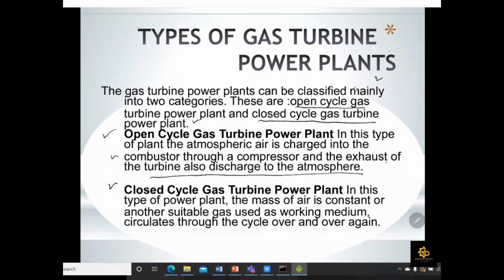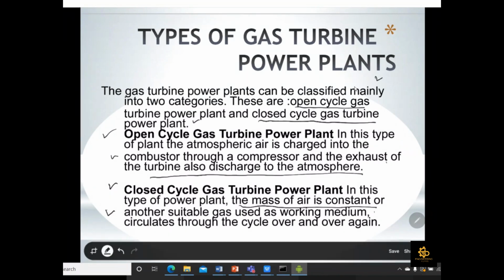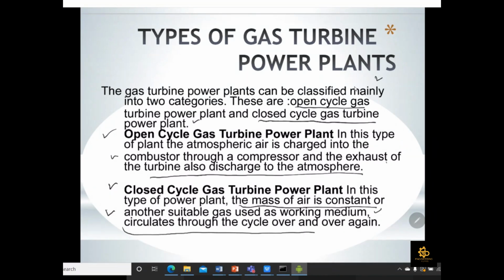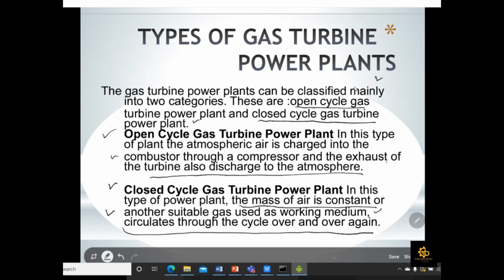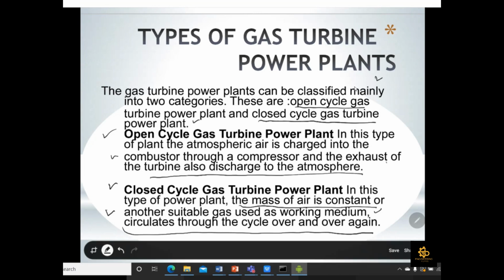Then there are closed cycle gas turbine plants. In this type of power plant, the mass of air or another suitable gas is used as a working medium and circulated through the cycle over and over again. So we just make it a closed loop.